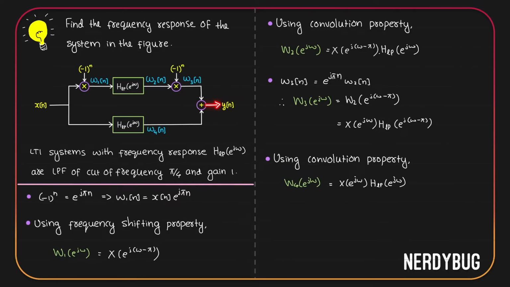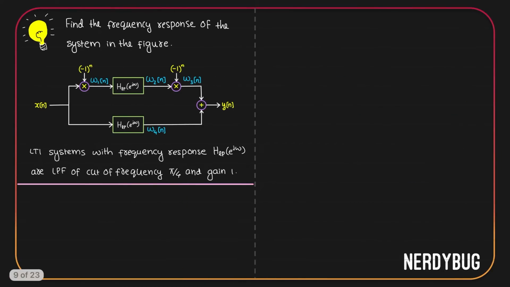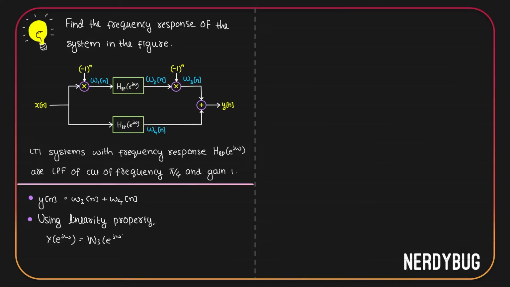Now, y of n is the sum of W4 of n and W3 of n. And we already found the Fourier transform of W3 of n and W4 of n. So let us write down y of n, or the final output of the system, is W3 of n plus W4 of n. So by using linearity property, we can write Y of e raised to j omega will be W3 of e raised to j omega plus W4 of e raised to j omega. We have already found both of these. If we substitute what we found, this is what we get.